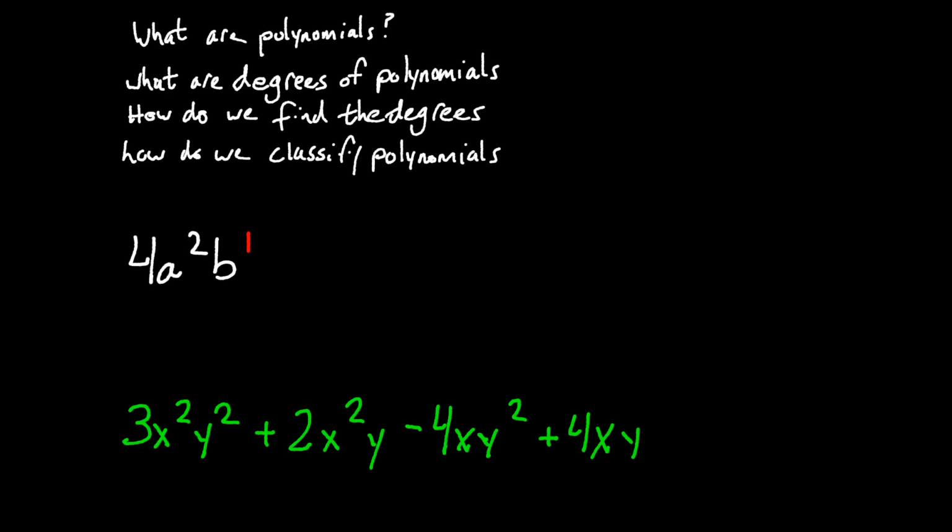The answer to that is not 2. It's also not 1. To get your degree, you add the exponents together when they're connected to the same constant. So, this is a degree 3 monomial.